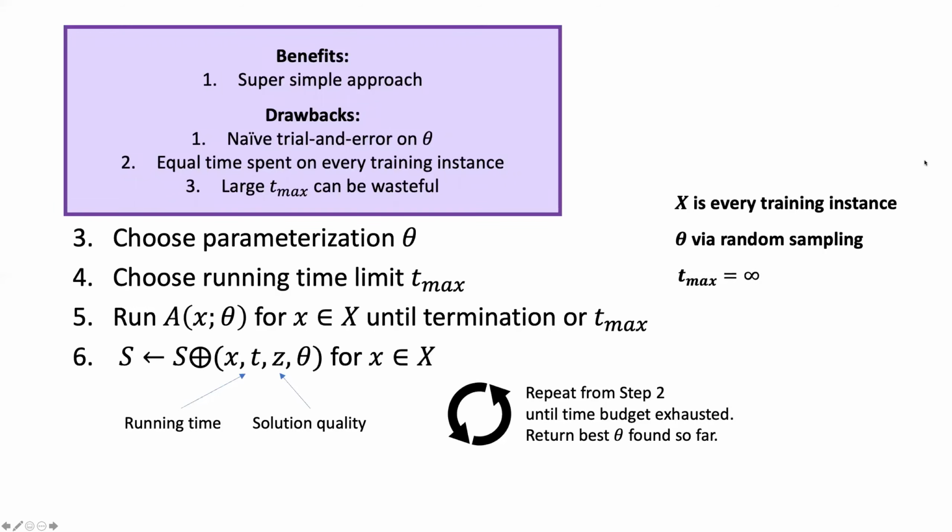Of course, there are many drawbacks for something this simple. I mean, this is perhaps too simple. And the drawbacks are, well, you're doing naive trial and error on theta. So it may take you a long time to find a good theta. You're spending equal time on every training instance, which could be very wasteful because maybe some instances are harder to learn about or estimate than other instances, but you're doing a for loop over every training instance in every round of this iterative procedure. And a large Tmax can be extremely wasteful. For example, if you have one problem instance that takes you just forever to solve, then this procedure can just block on that over and over again.